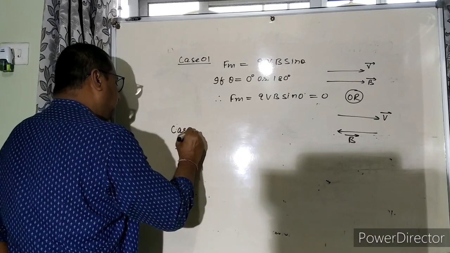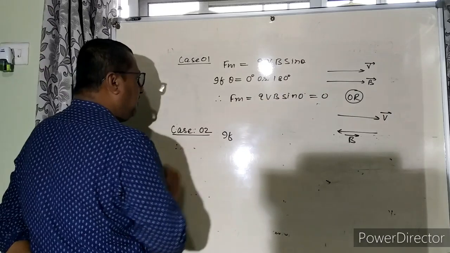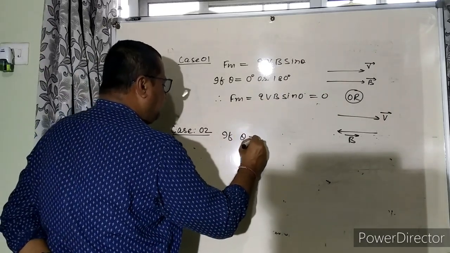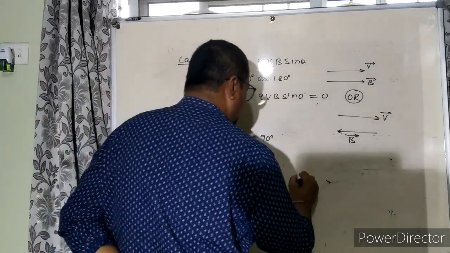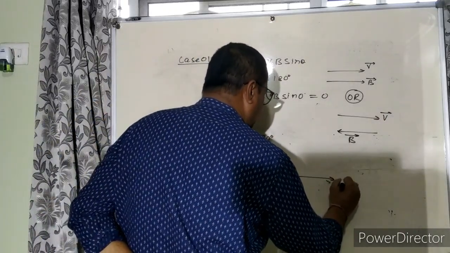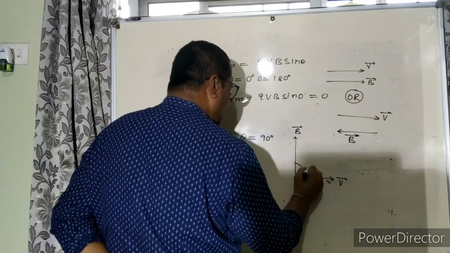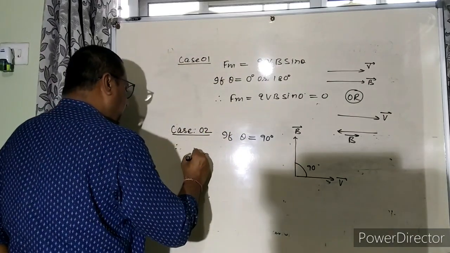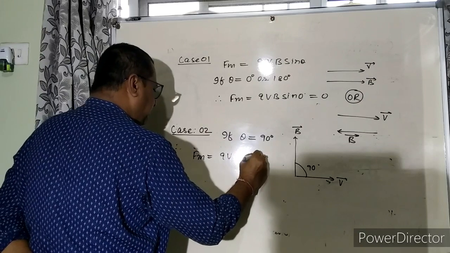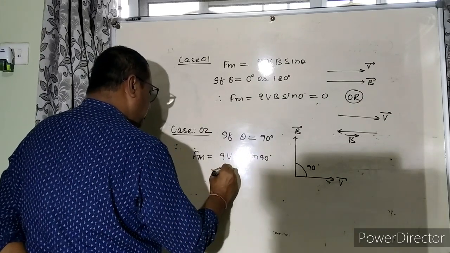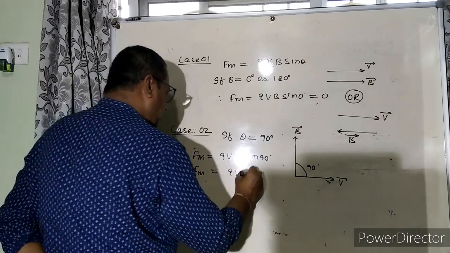Case 2: if theta equals 90 degree, this is V and this is B, then this angle is 90 degree. Then magnetic Lorentz force equals qVB sin 90, and this will be equal to qVB. Magnetic Lorentz force is maximum.